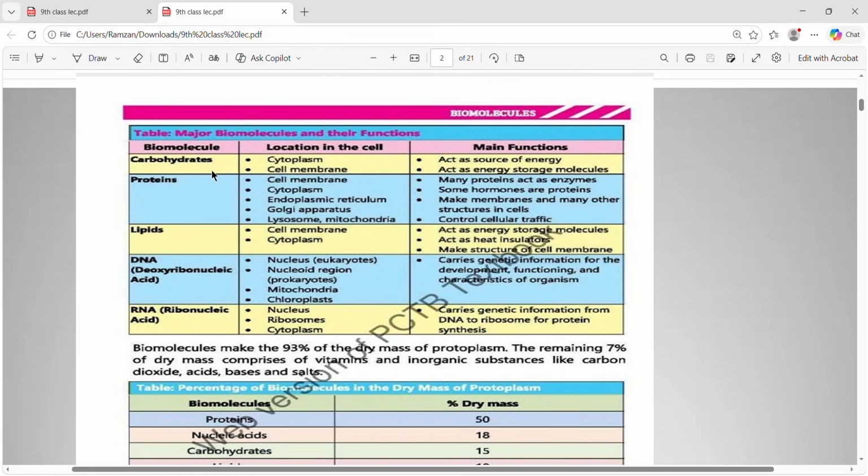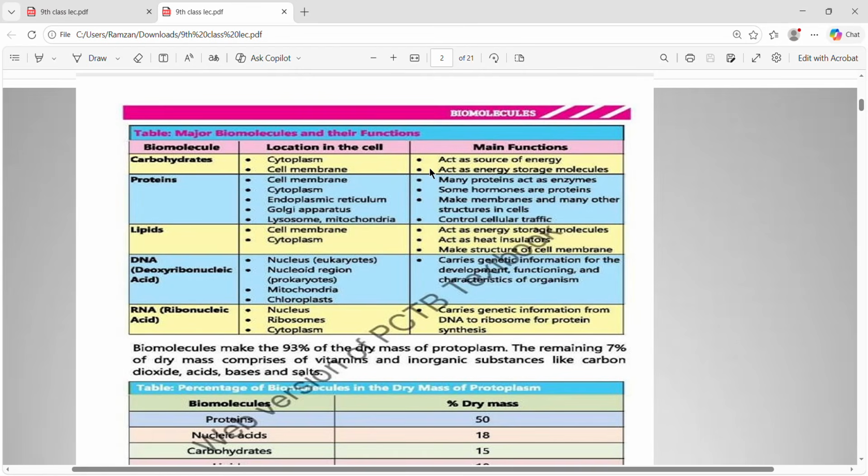If you're talking about the location of carbohydrate in the cell, then it is present in cytoplasm and cell membrane. And if you are talking about the function of carbohydrate, it acts as an energy source and also acts as an energy storage molecule. As a source of energy, carbohydrates are present in the form of glucose, sucrose, lactose, etc. And our body requires carbohydrate in the form of glucose.